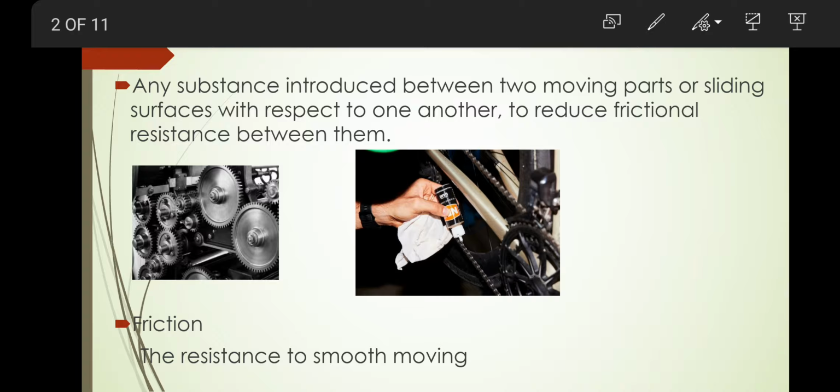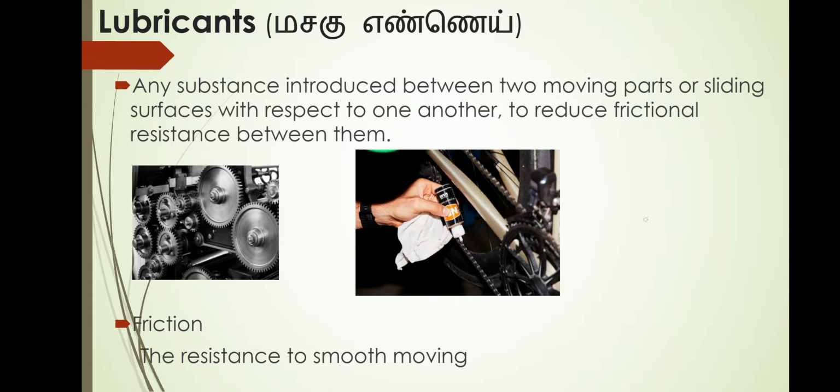Good morning, students. We were seeing applied chemistry. We have seen lubricant. Lubricant is any substance introduced between two moving parts or sliding surfaces with respect to one another to reduce frictional resistance between them. When you have two moving parts moving in opposite directions, there comes some resistance. So to avoid this, we apply certain substances in between. That is what is known as lubricant.